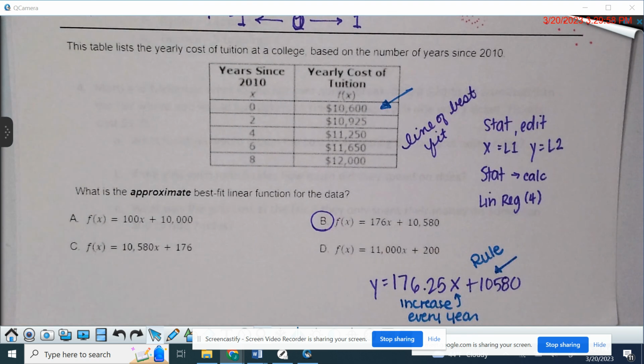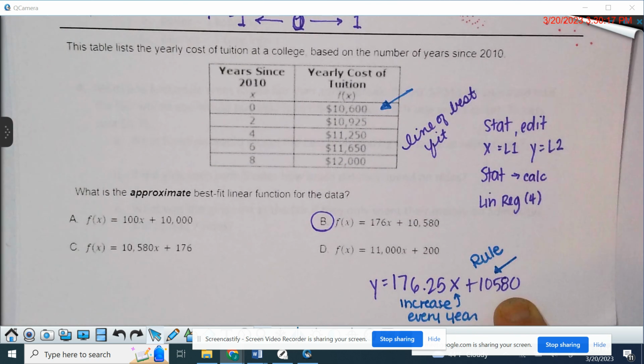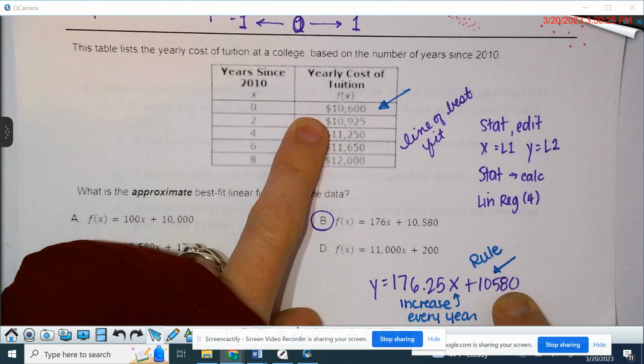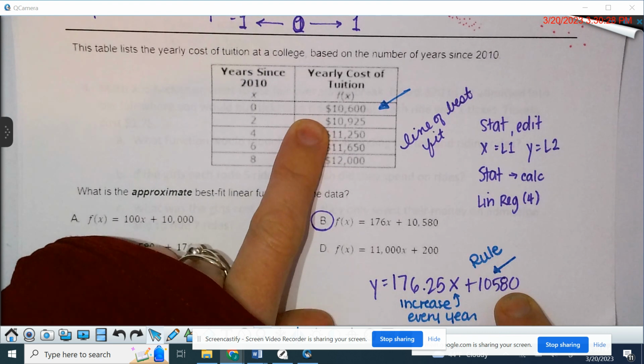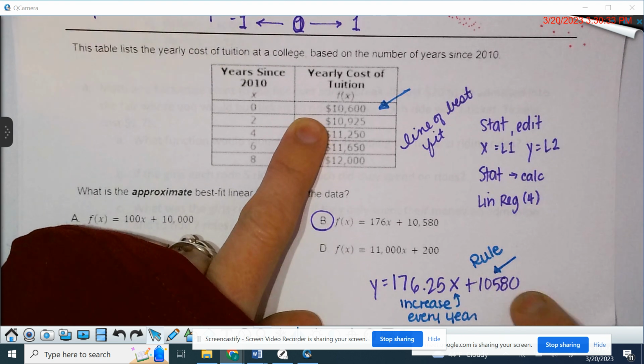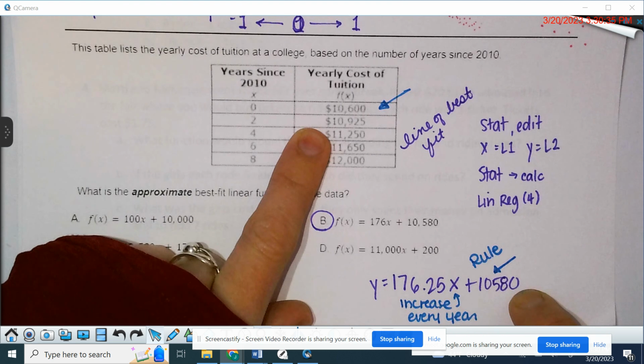So if I wanted to find out what the tuition was in 2025, that would be 15 years, so we would put a 15 in the place of X in the rule, because we don't have the data for 2025 in the table, and that's why the rule exists. So the rule states that in 2010, they paid $10,580 to get in. But the actual, so this is rule, line of best fit, this is actual in the table, just in case they want you to compare, because comparisons seem to be a big thing they like you to be able to do. So rule is line of best fit, actual is table. Again, all of those are EOC questions.